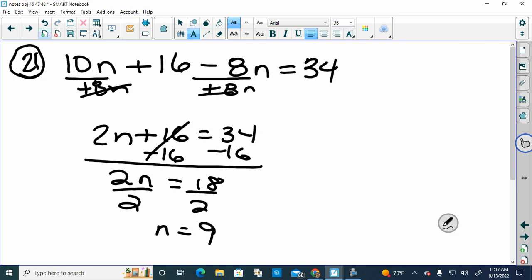Yes? Do you have a question? Well, no, I did the other way. I subtracted the 16 and then I did the combining that and then I still got the same answer. You can. It's kind of confusing when you're doing that.